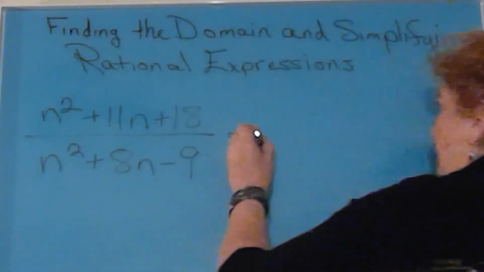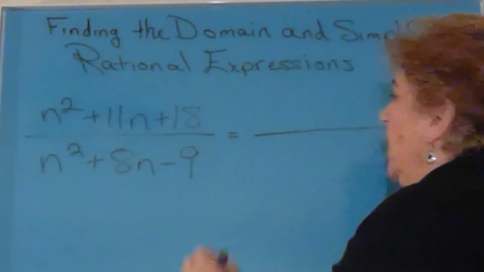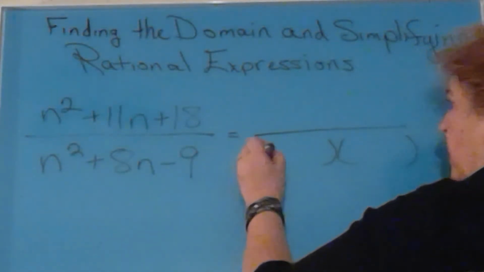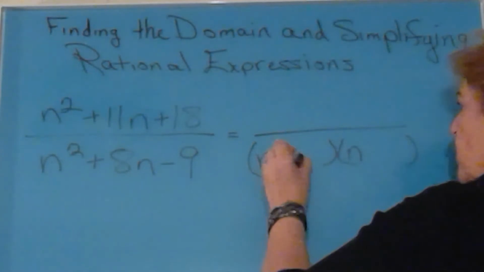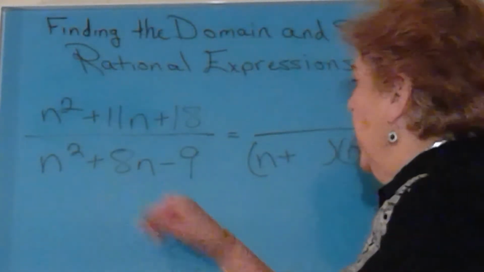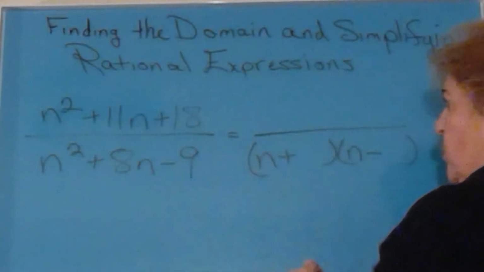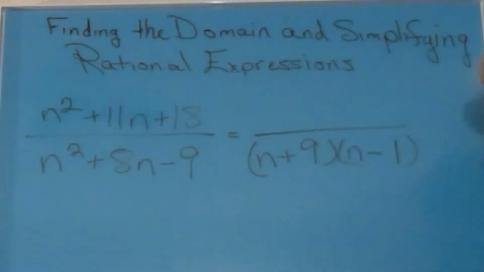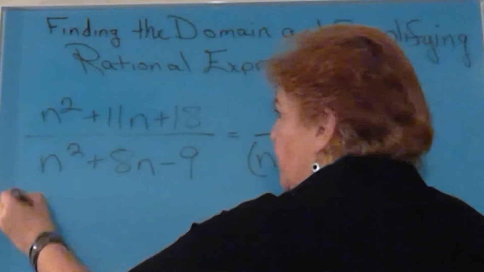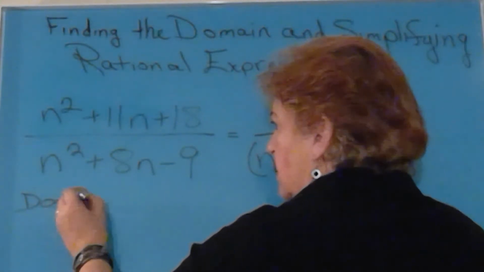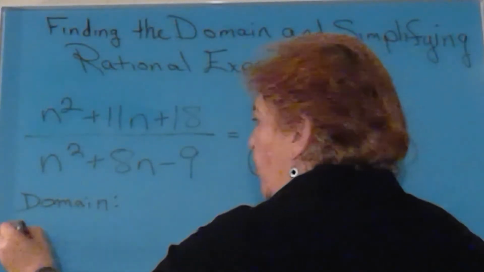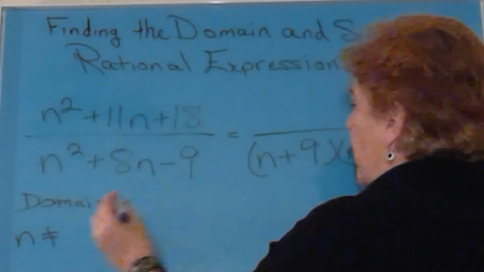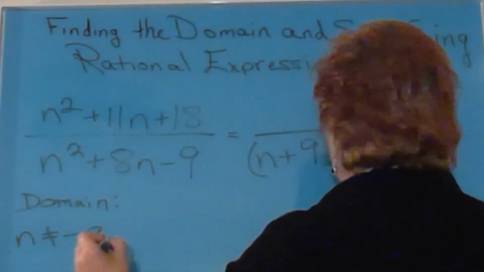Again, we're going to look at the denominator first. In the denominator, I have n. The signs are going to be different. And the factors are going to be 9 and 1. The 9 has to be positive. The 1 is going to be negative. And that means the domain is going to be all real numbers as long as n is not equal to negative 9 or 1.